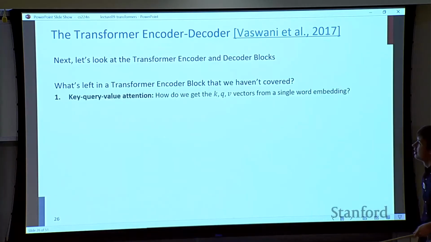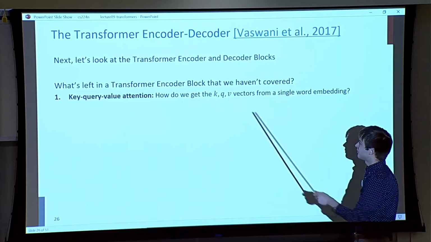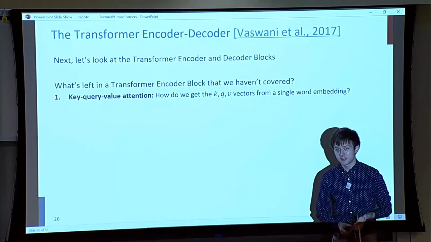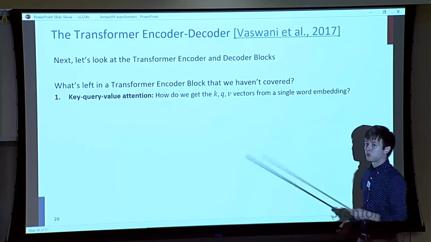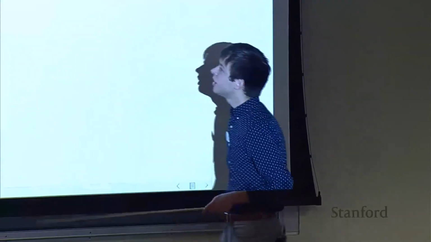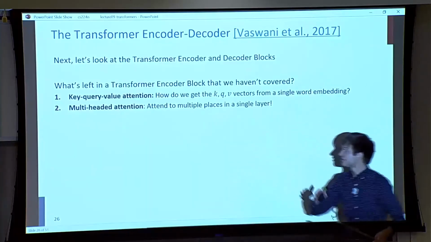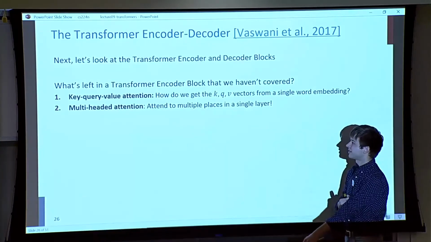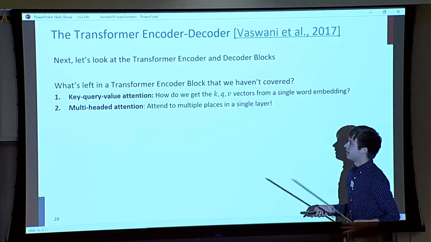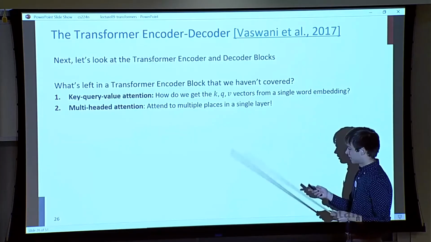So what's left? The first thing is key-query-value attention. This is a specific way of getting the k, q, and v vectors from the single word embedding, right? So instead of letting k, q, and v equal x, like the output from the last layer, we're going to do something a little bit more. Next is multi-headed attention. We're going to attend to multiple places in a single layer. And we'll see that that gets us some interesting properties in the homework later on. But we'll talk a little bit about it today.